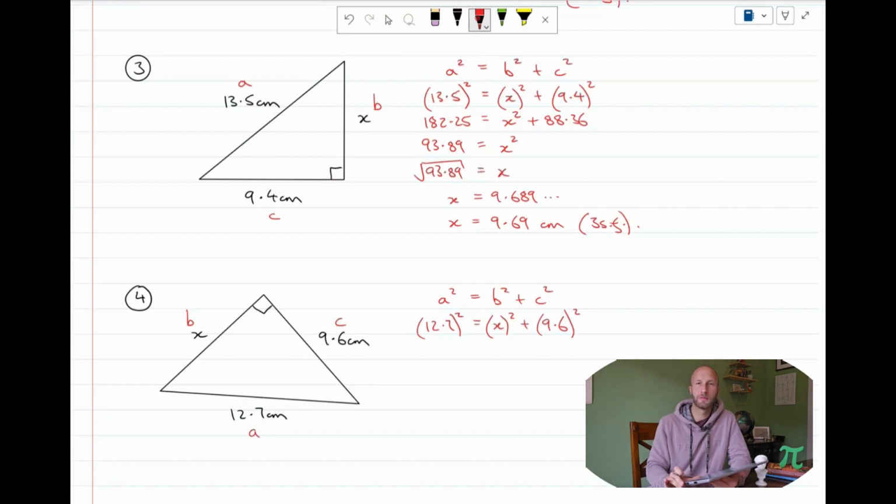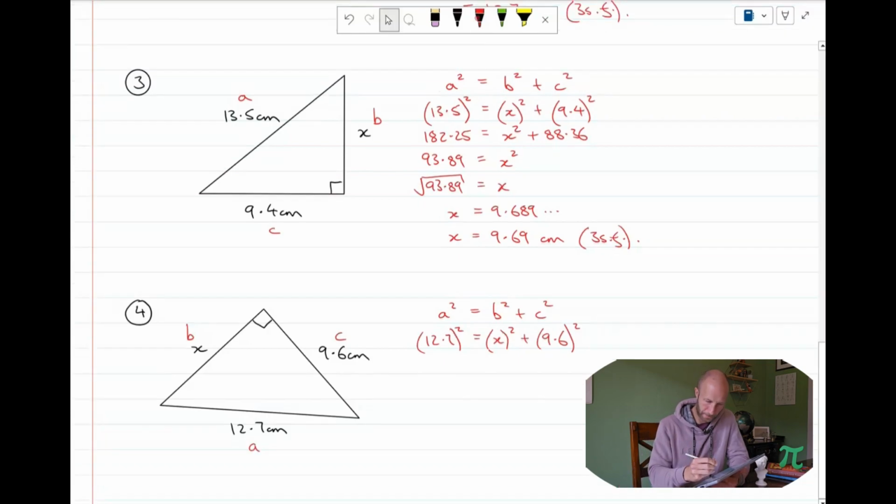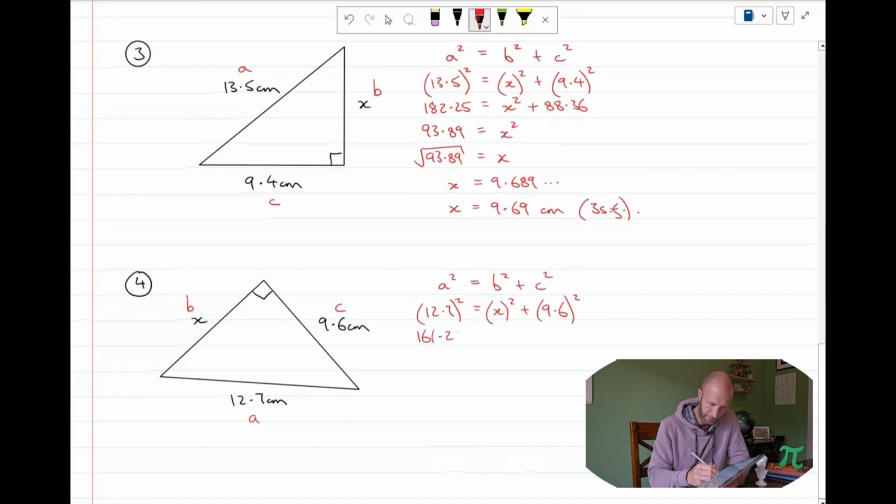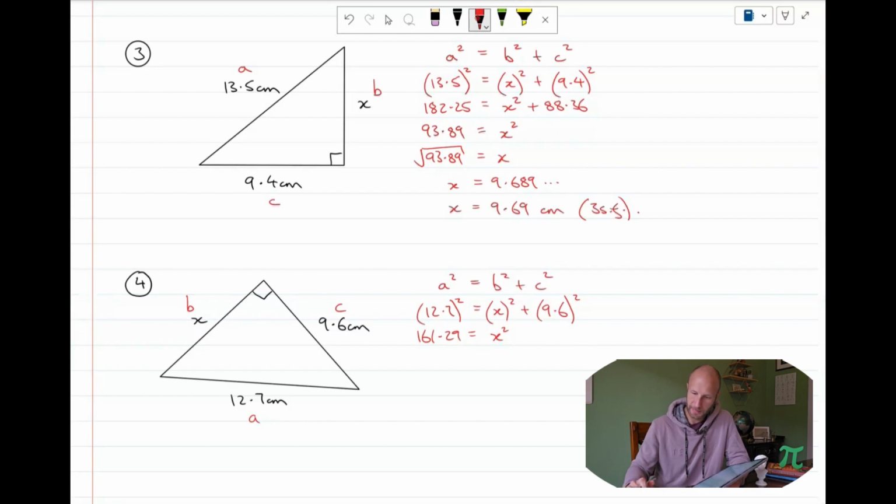Always put your substitutions in brackets. And then calculator to help you out. 12.7 squared is 161.29. X squared is just x squared, can't do much with that. 9.6 squared is 92.16. And then we need to solve this equation. So how do we get the x by itself, or the x squared, first of all, by itself? I need to get rid of the 92.16.